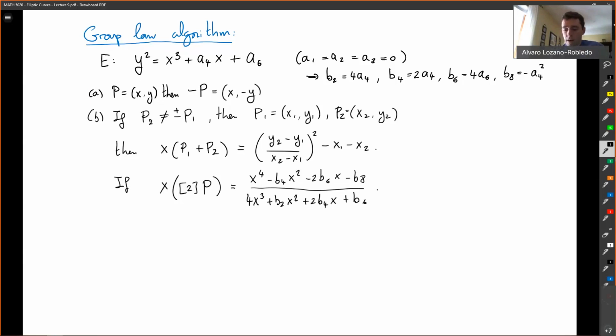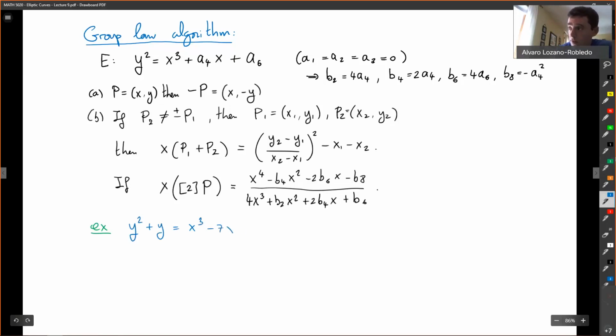Okay. I never did an example. I meant to do an example. So let's do one example here. Take y squared plus y equals x cubed minus 7x plus 6. It turns out this elliptic curve has a name and is somewhat famous. People call it the Gauss elliptic curve.